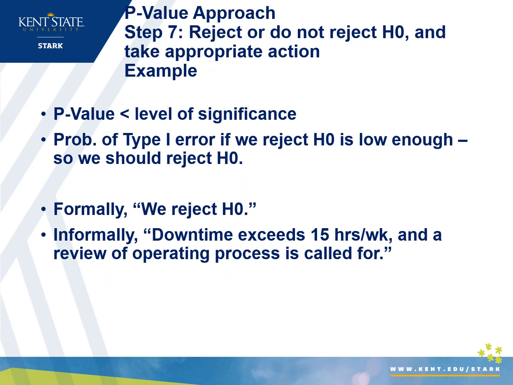Having done the comparison, we reach our conclusion. We should reject the null. In the p-value approach, we compare the p-value to that level of significance to make this decision. If the p-value is less than the level of significance, that tells us the data is just too inconsistent with the null. So our odds of being wrong when we reject it are pretty low. So we should reject the null, which in this case means we should review our operating processes.